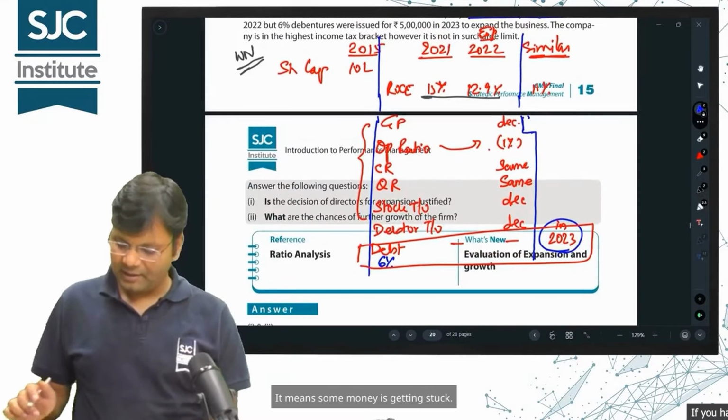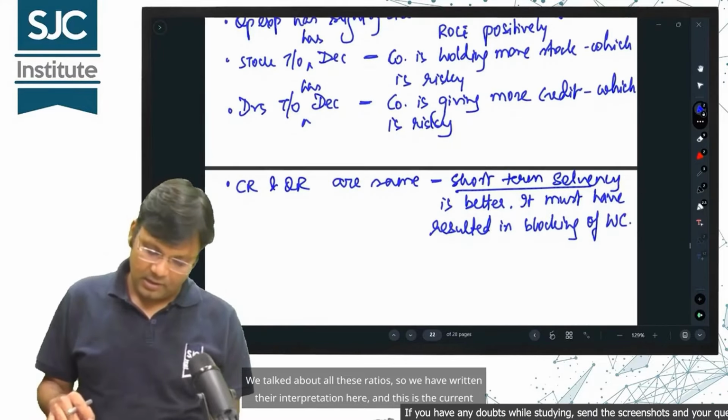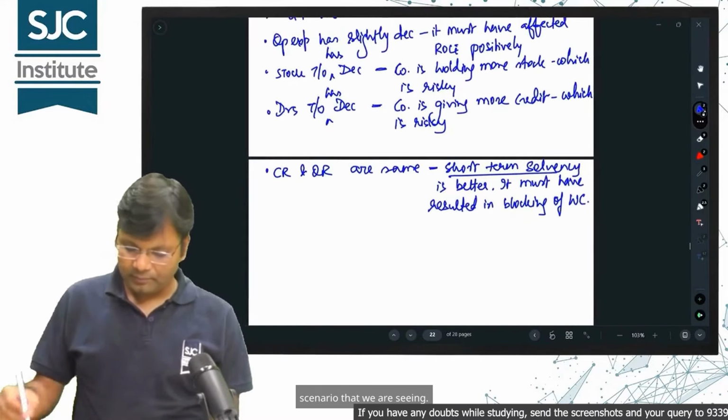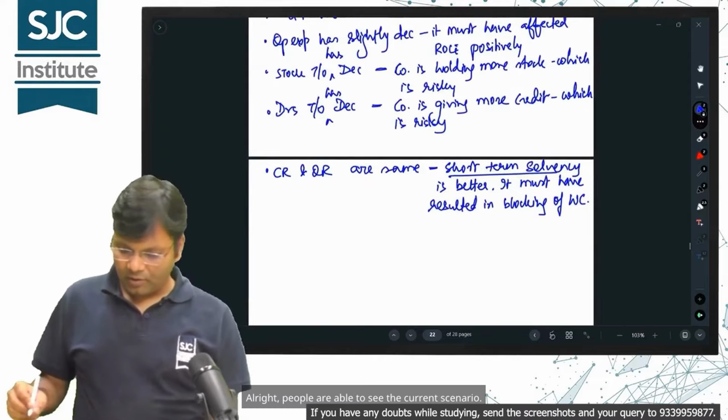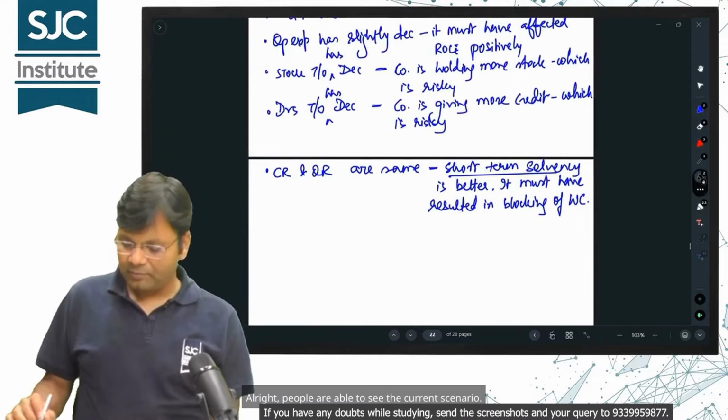Apart from that, what else are we getting? Yes, but what information are we getting? We talked about all these ratios, so we have written their interpretation here, and this is the current scenario that we are seeing. Alright, people are able to see the current scenario.